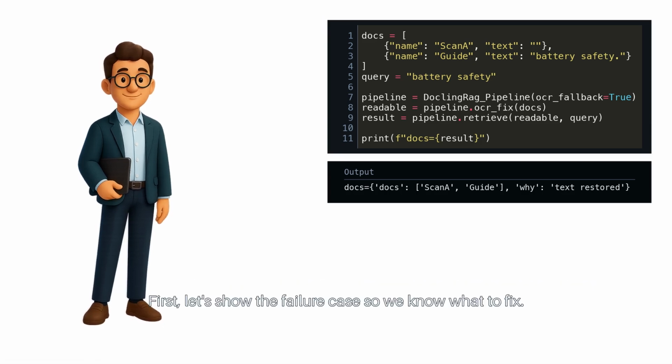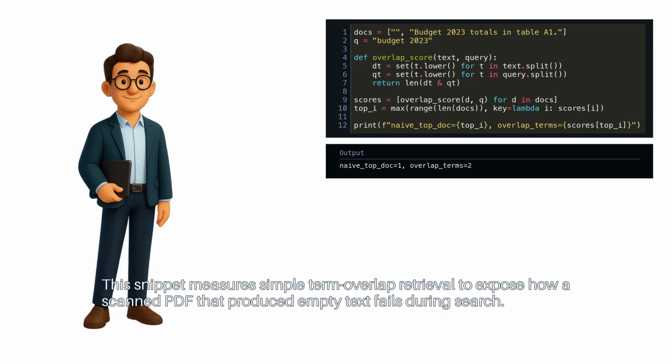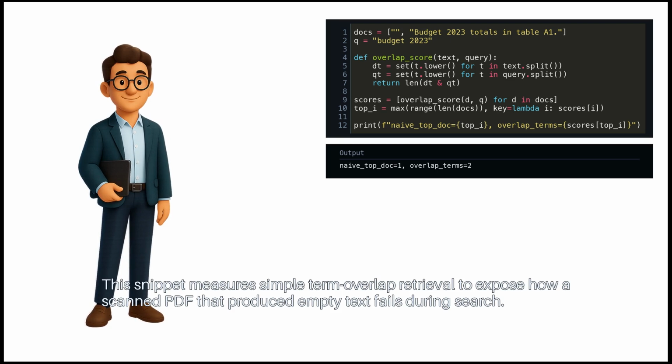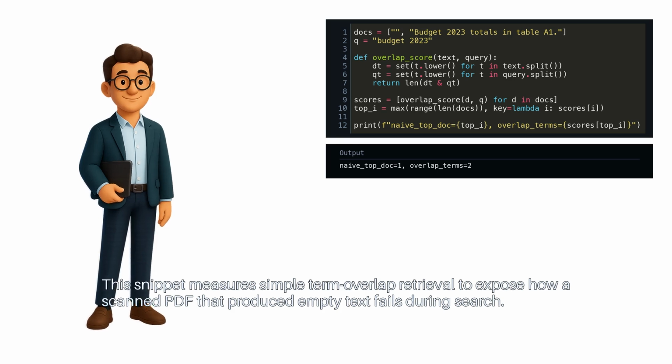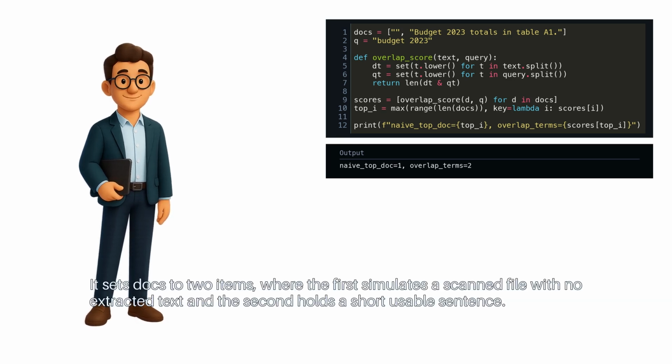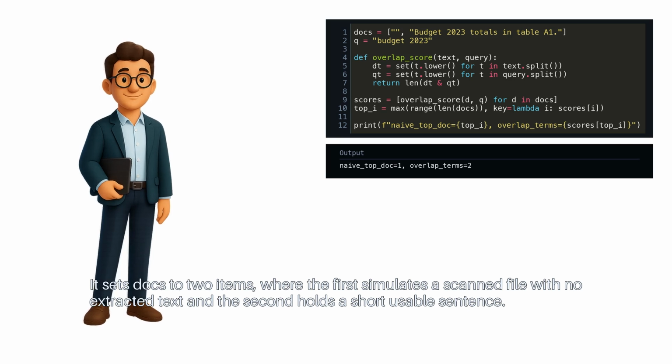First, let's show the failure case so we know what to fix. This snippet measures simple term overlap retrieval to expose how a scanned PDF that produced empty text fails during search. It sets docs to 2 items, where the first simulates a scanned file with no extracted text, and the second holds a short, usable sentence.